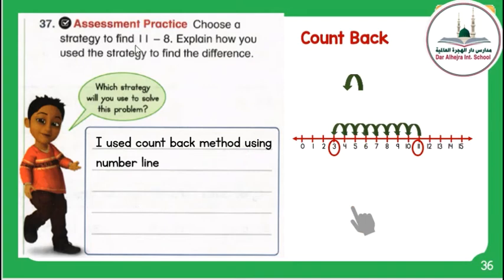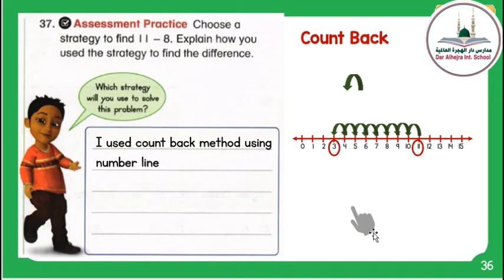Choose a strategy to find 11 minus 8. Explain how you use the strategy to find the difference. Here we have to choose by our own self. We can choose any of the strategies we know to solve 11 minus 8. Then we have to explain which strategy we have used. Say he is asking which strategy will you use to solve the problem. So not only we have to solve the problem, we have to tell which strategy we have used.